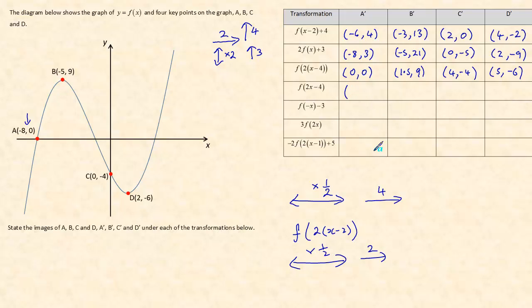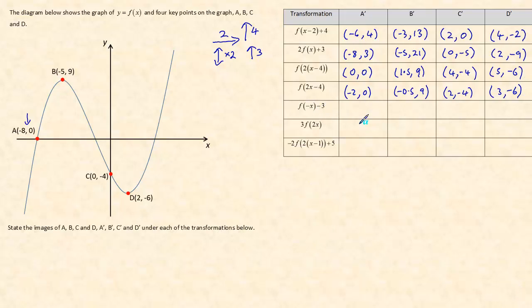So this one goes to -4, then move 2, so that's -2, 0. Half it, so that's -2.5, and then add 2, -0.5, 9. This one, halve it and it's still 0, add 2, so that's 2, -4, and then for the final point here, 1 and then add 2 is 3, -6.